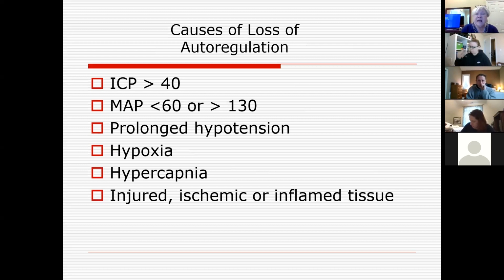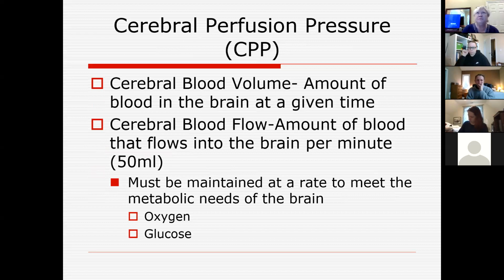Okay. So we need to have the right pressure. We don't want it too low because then we don't have enough blood flow to perfuse the brain. And we don't want it too high because then the brain is squashed against itself or against the cranium and we can't get blood flow to go through the capillary beds. So we want just the right amount of pressure, all right? So these are just some terms, okay? Cerebral blood volume is the amount of blood in the brain at any one time. That's just a term. Cerebral blood flow is the amount that flows through every minute.